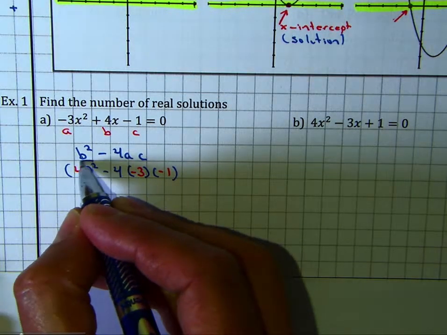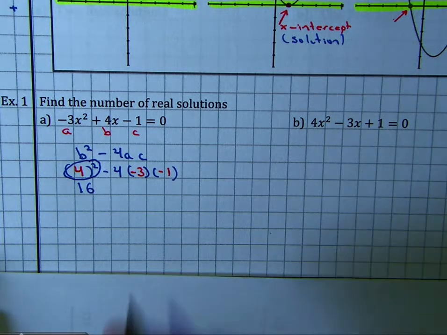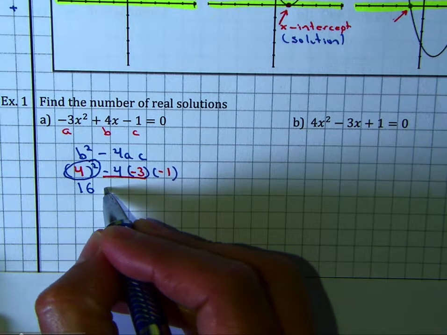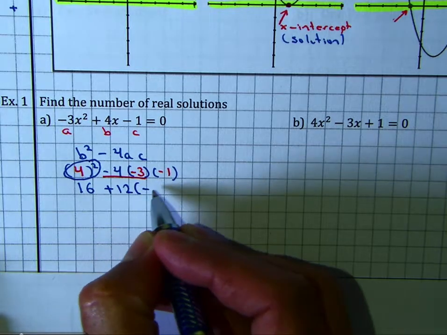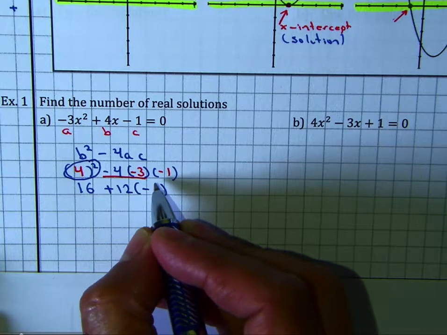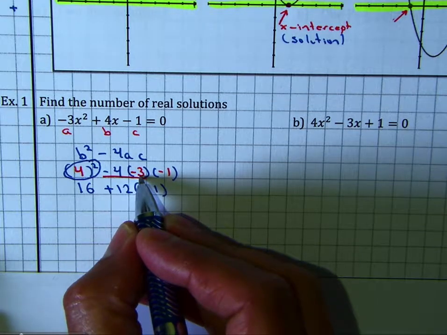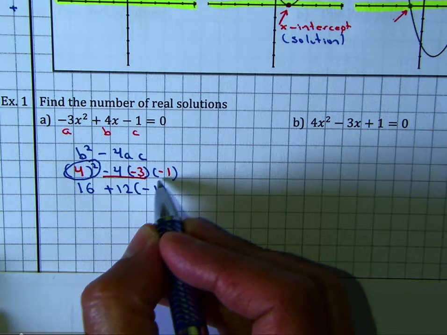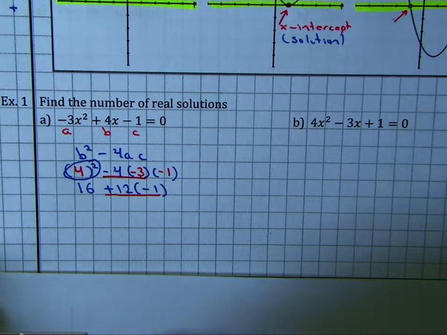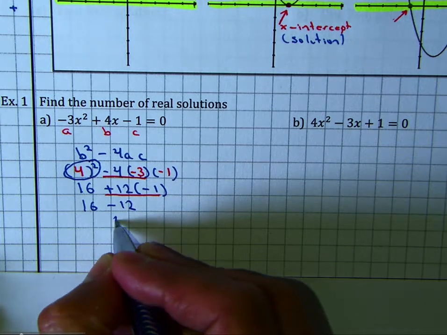We have 4 squared is 16. I'm going to multiply those two numbers first. Negative 4 times negative 3 is positive 12. Then I'm going to multiply by negative 1. The negative 1 is still multiplying this expression, so I have to be careful. Either you can multiply all three numbers at the same time, or I usually multiply the first two, positive 12, and the negative 1 is still multiplying. So I'm now going to multiply those two numbers. That'll be 16. 12 times negative 1 is negative 12, which gives me 4.